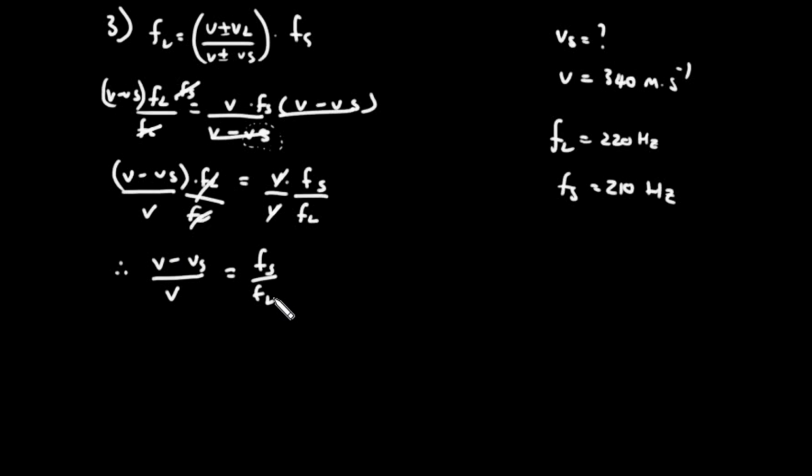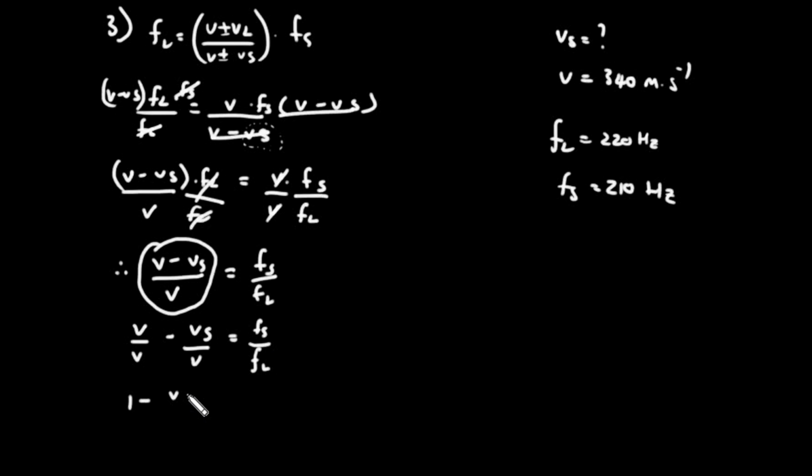Now what can we see on this side over here? We have (V minus Vs) over V. So if we split this fraction up, we have V over V minus Vs over V equals Fs over FL. Let's make that clearer for everybody. There we go. So then we have 1 minus Vs over V equals Fs over FL. And that was pretty simple.